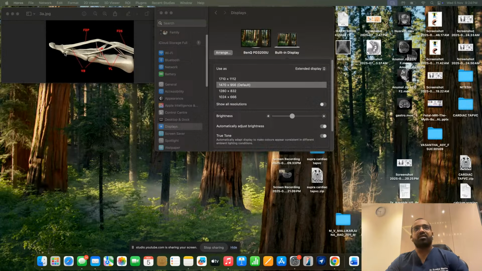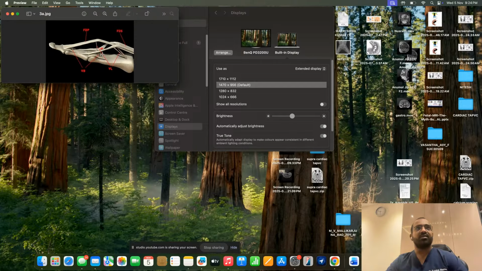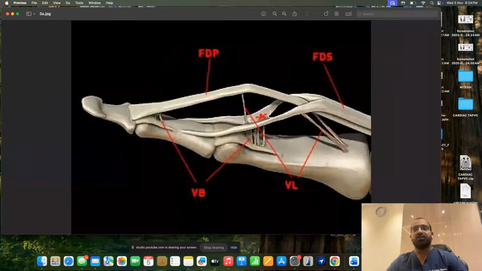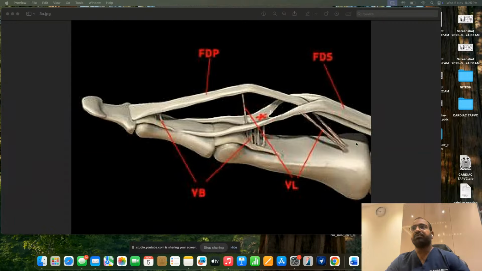So this is another case. And yeah, I wanted to show you this image. Here we can see this is the flexor digitorum superficialis. This is flexor digitorum profundus. Flexor digitorum superficialis splits into two slips and gets inserted onto the mid or proximal aspect of the second phalanx, the middle phalanx. And this is the flexor digitorum profundus onto the base of the distal phalanx. You can see this insertion. So this is how the insertion of the flexor tendon happens. Okay.